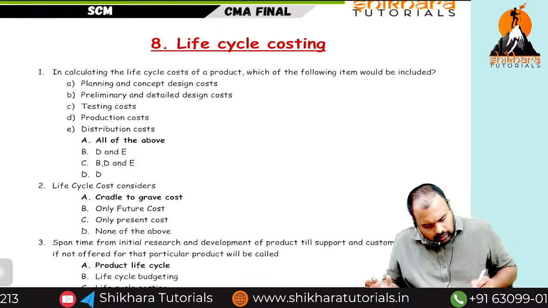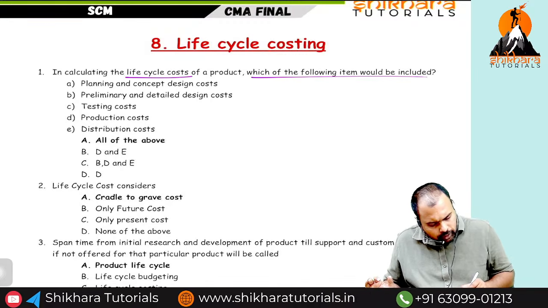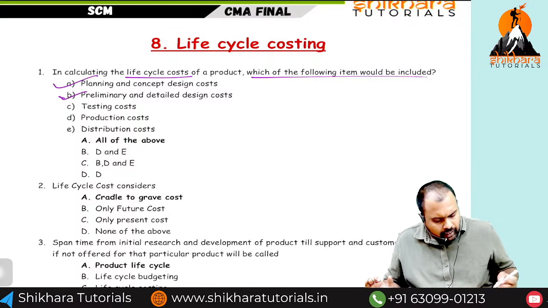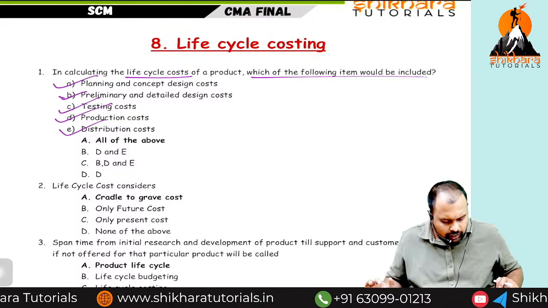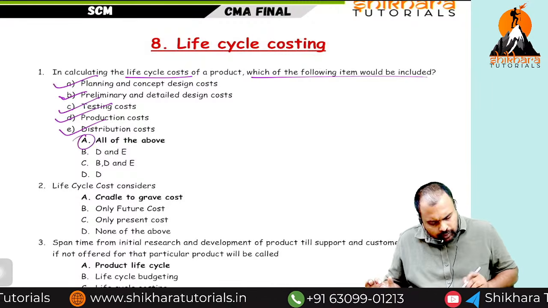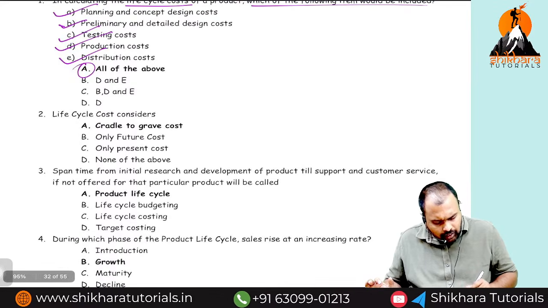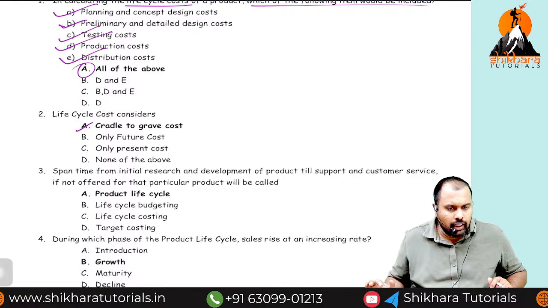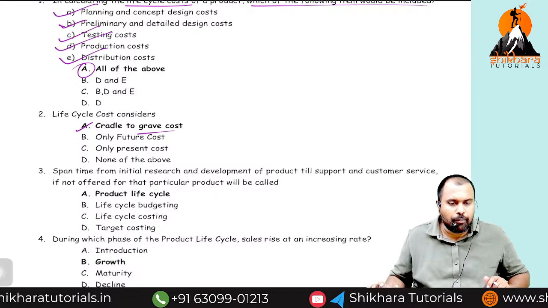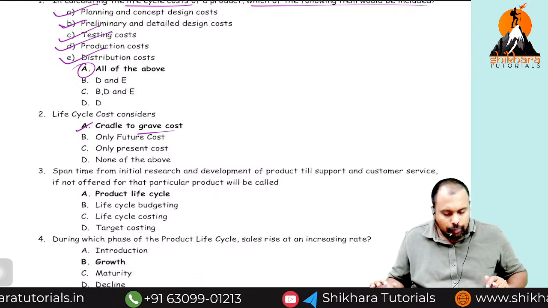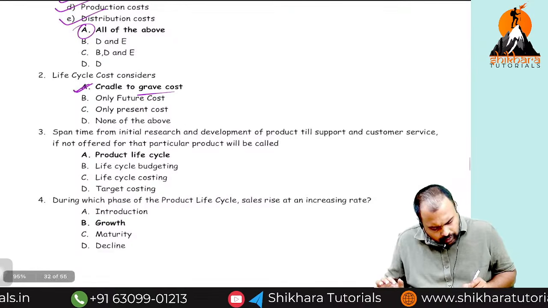Now, in the calculation of life cycle cost of a product, which of the following items would be included? Planning cost, obviously. Preliminary and detailed design cost, yes. Testing cost, yes. Production cost, yes. Distribution cost, yes. Every cost has to be taken. All of the above. Now, life cycle cost considers cradle, understood, right? The child that we keep in a cradle, to grave. So it means from birth to death, every cost will be included. So cradle to graveyard. Next.